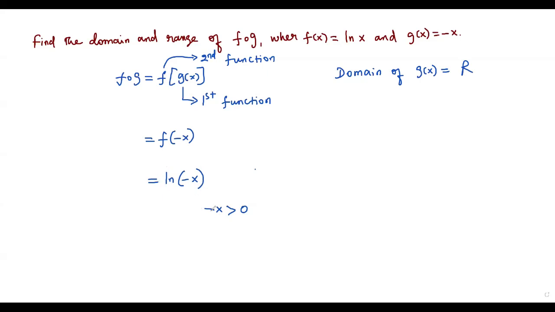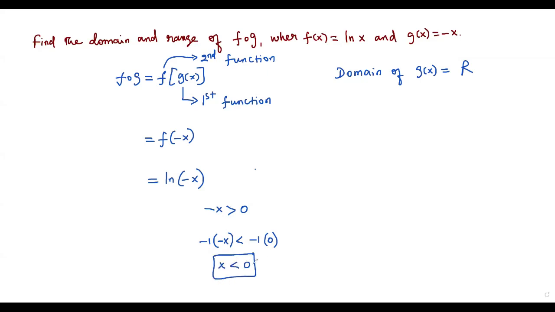Here, to get the domain we need the value of x, but here we have negative x. So I have to get rid of this negative sign. For that I have to multiply both sides of this inequality by negative 1. Whenever I multiply both sides of an inequality by the same negative number, I have to flip the inequality sign. Already it's greater than, so it will become less than. So negative 1 times negative x is just x, less than negative 1 times 0, which is 0.